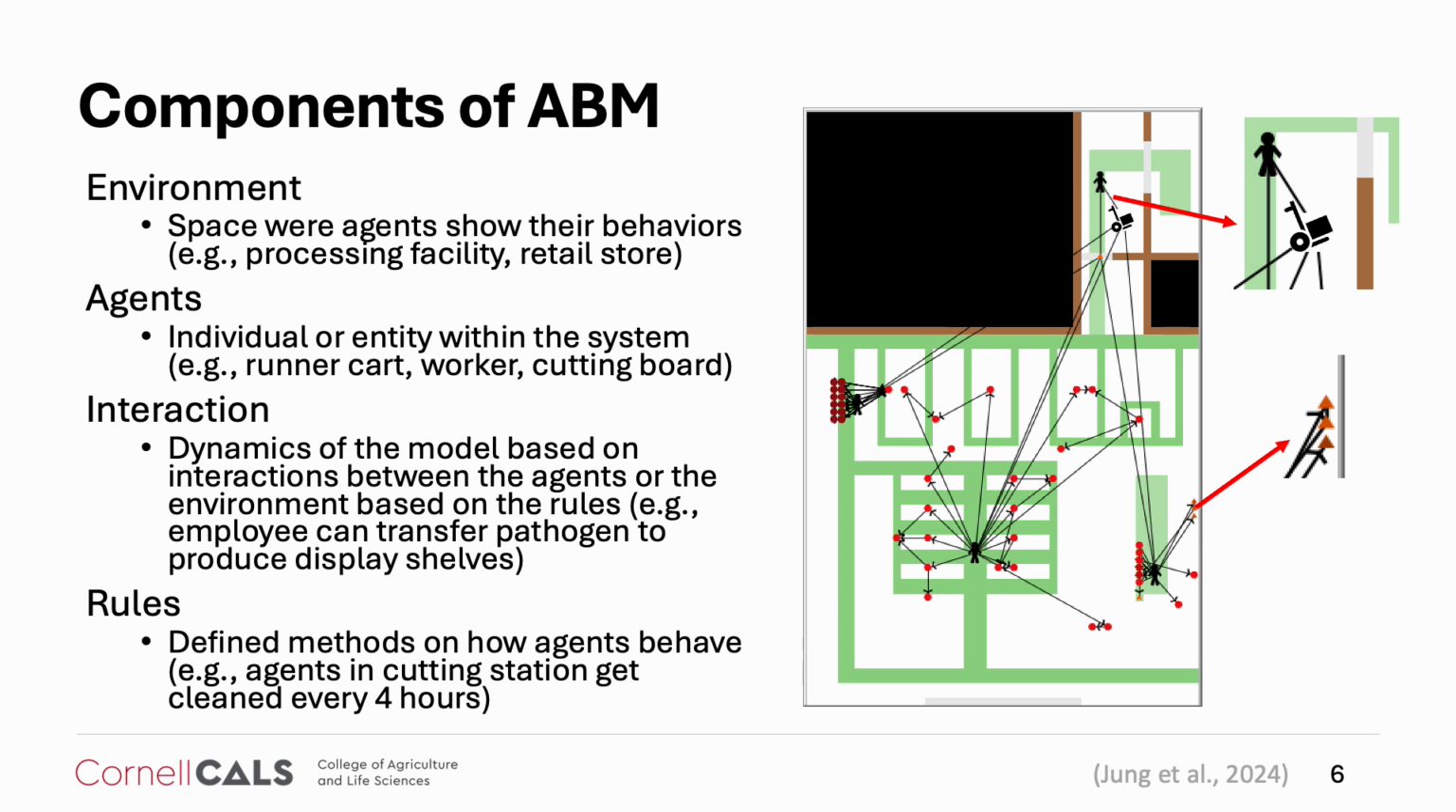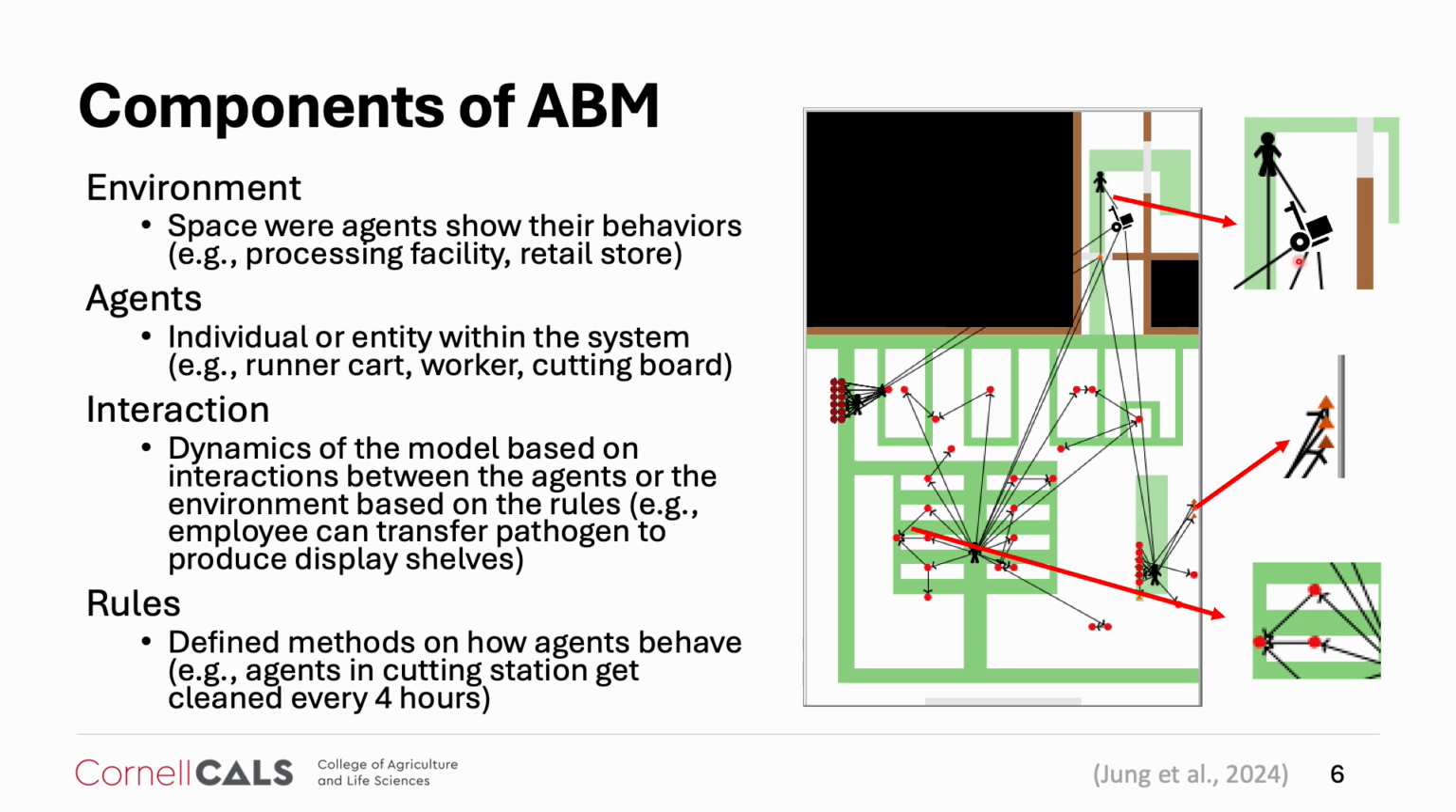In this part of the map, where I mentioned was a cutting station, the triangles represent a hand wash sink and the handle of a refrigerator. The dots from the main produce display section represent each dry produce display shelf. And as you can see on that logo, these agents are connected via lines, which represent their interactions. In an ABM, we can model an interaction between the agents or the environment based on the rules.